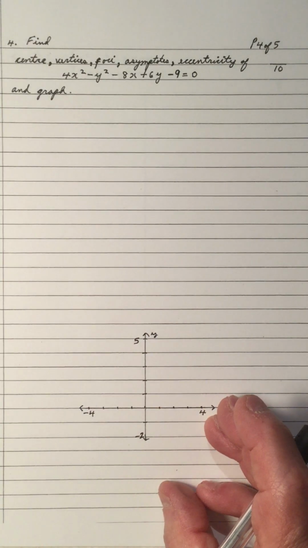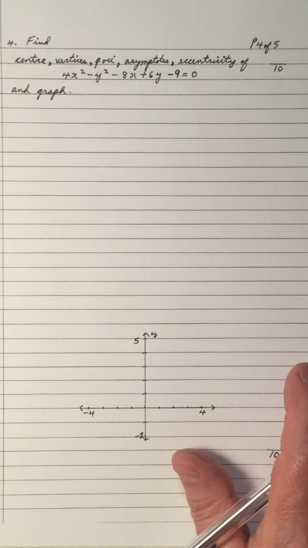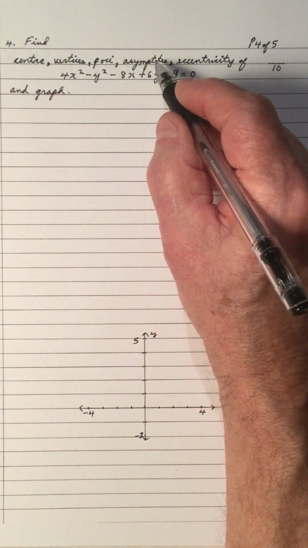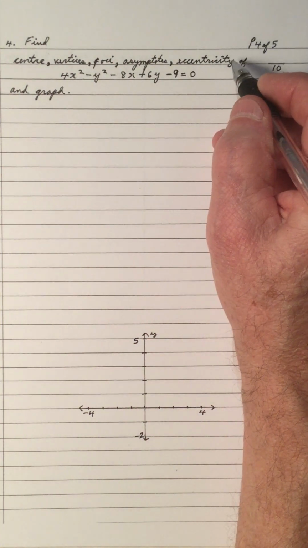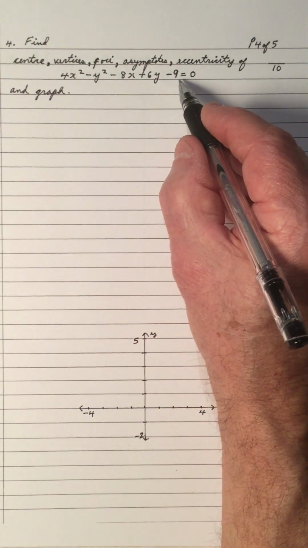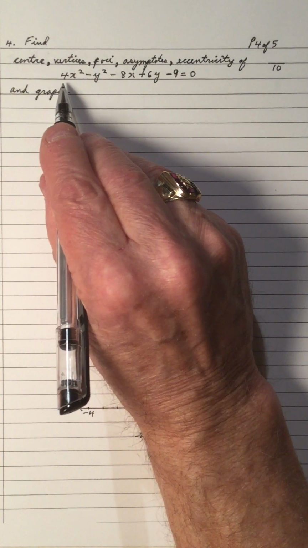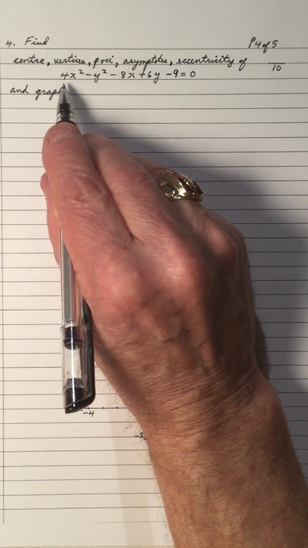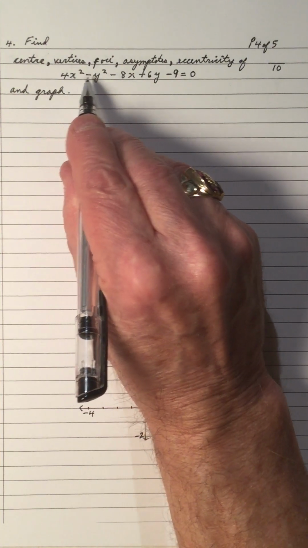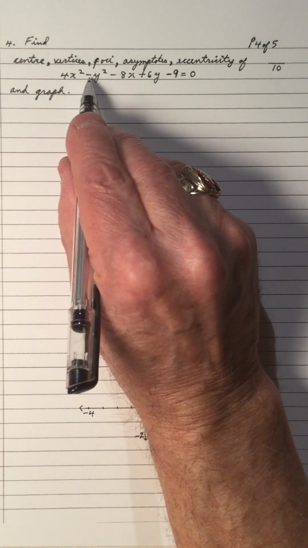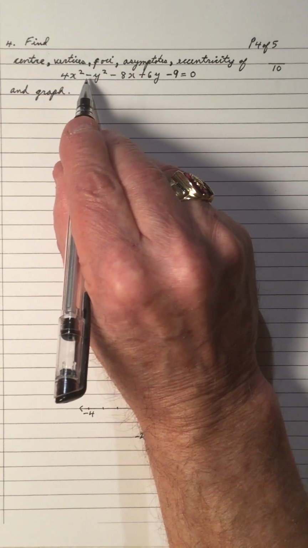And let's continue. Number 4, find the center, vertices, foci, asymptotes, eccentricity of this equation. And when we look at this equation, we also have to graph it. So let's find all the info first. So notice we got an x squared, y squared. This is positive and that's a negative. So that means we have a hyperbola.